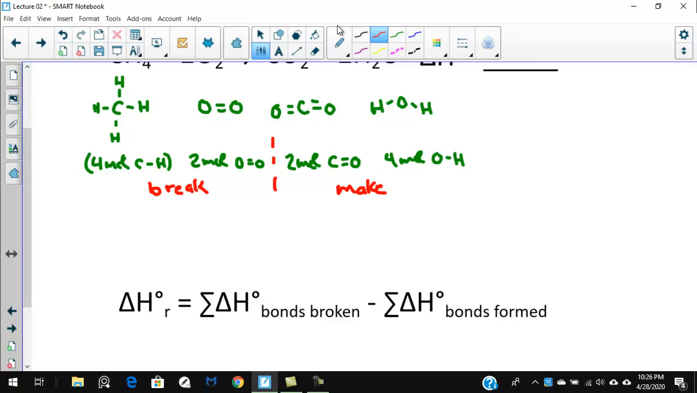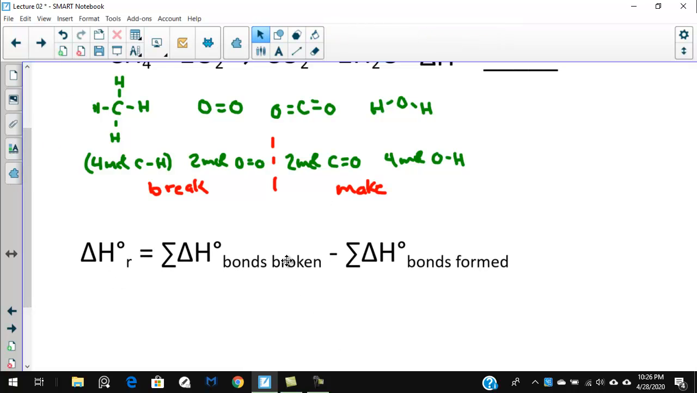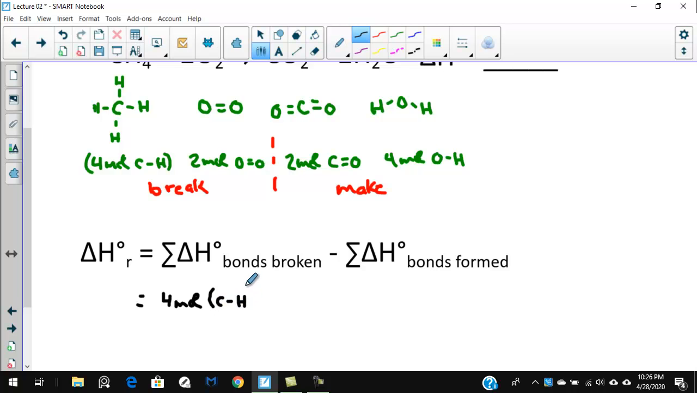Okay, so we're going to use our formula that we just were introduced to, which is this one. And just to write it out in a bit of detail here, let me grab a pen. So we're going to sum up all of the energies of the bonds broken. Well, we've got to take whatever energy there is for 4 moles of C-H bonds, and we also have to break 2 moles of O double bond O.